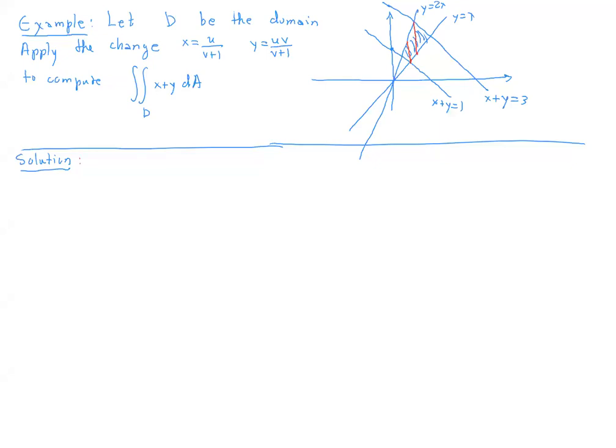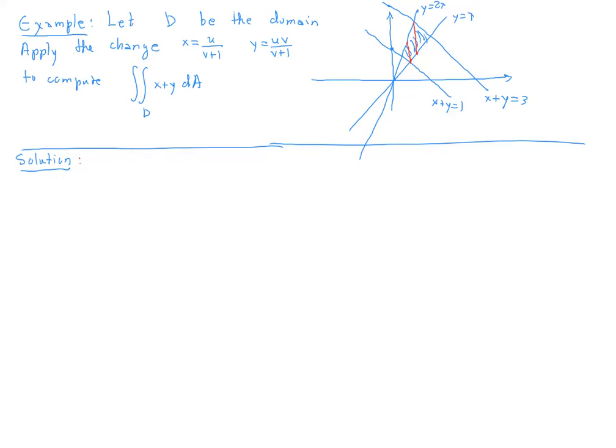So how can we figure this out? Well, we have the equations of the boundary lines. So the idea is pretty simple. Let's find what those equations become in UV space, and that should give us the boundary lines of the new domain in UV space. So let's see.